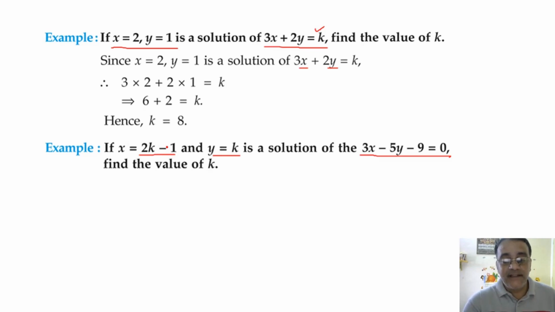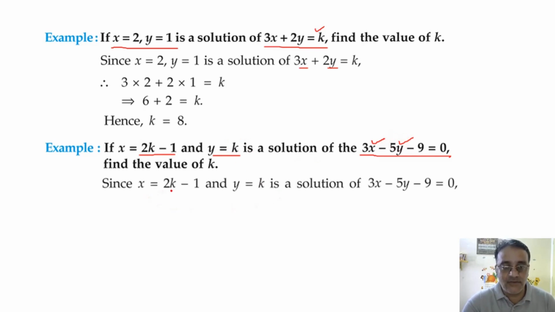Okay, so in the question it is given that this is a solution of this equation. That means ये दो इसको satisfy करेगा. So we are going to substitute the value of x is equals to 2k minus 1 and y is equals to k.